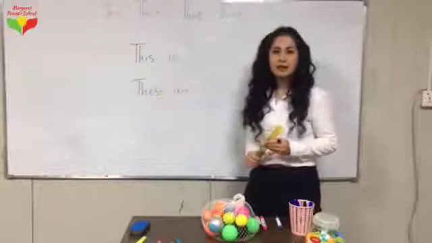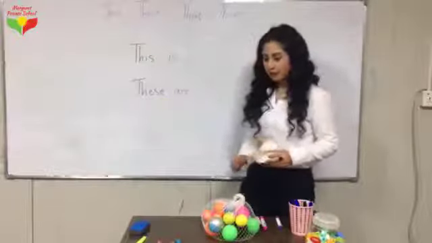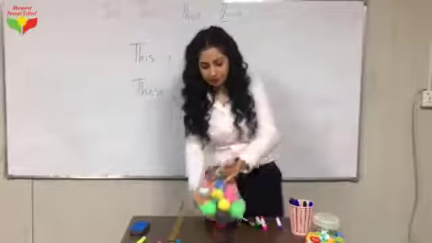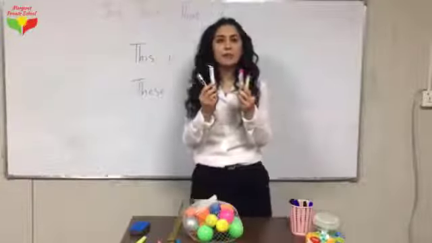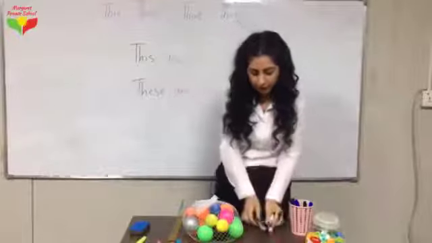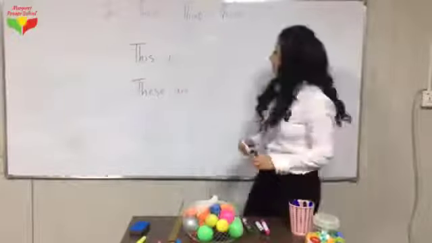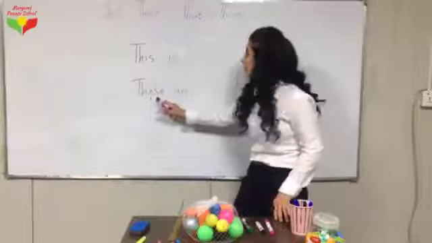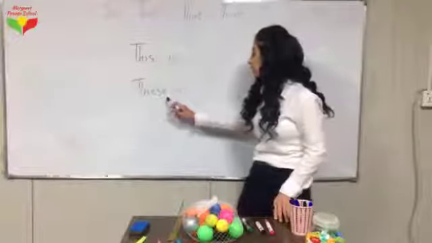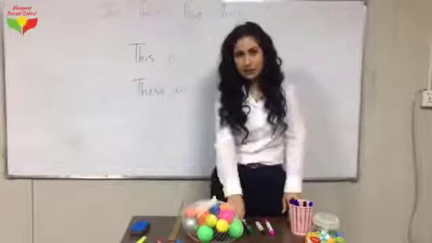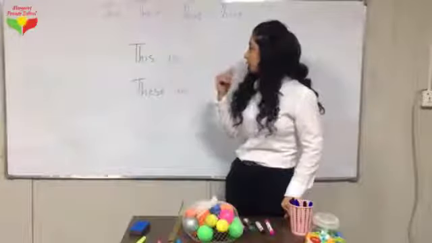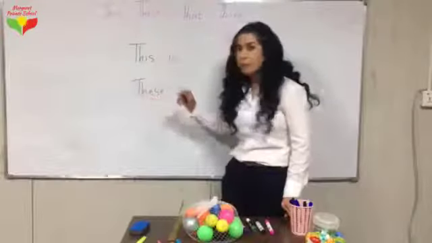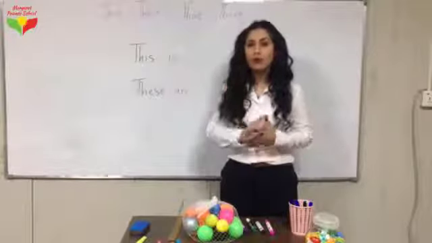These means amana. For example, these are my balls. These are my markers. So we have to use are with these because these is plural. When we want to talk about more than one pupil or one thing, we have to use these. Okay? We have to use these to talk about more than one pupil or thing.